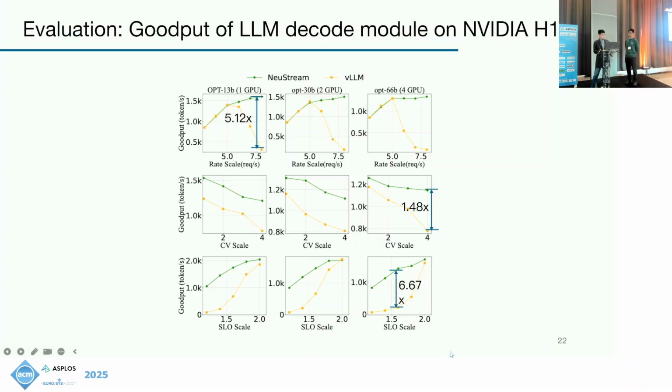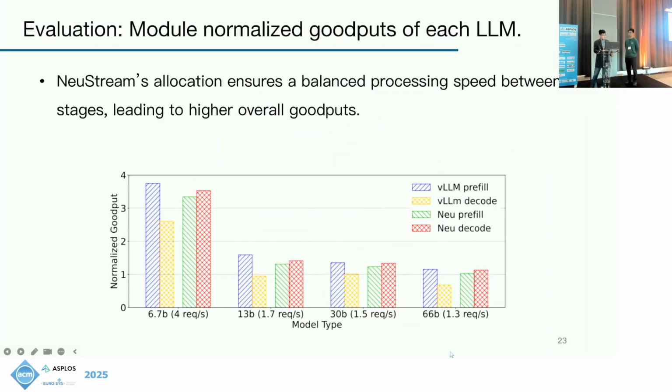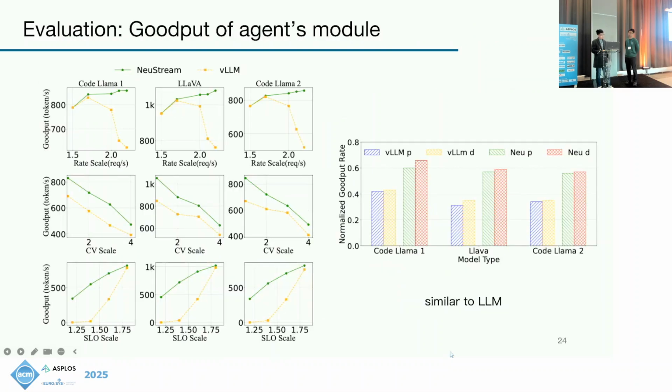As shown in the second and third rows, NeuStream performs better at handling more burstiness, which aggravates the resource contention. For example, for OPT-66B, 1.5 times at CV of 4 and 6.7 times at SLO scale of 1.6. This figure shows the normalized goodput of each module on RTX 6000 Ada for different LLMs, and we can see that NeuStream's allocation ensures a balanced processing speed between stages, since our intermodule scheduling explicitly allocates SPUs to maximize the minimum module normalized goodput. And the results for multi-agent are similar to those of LLM.